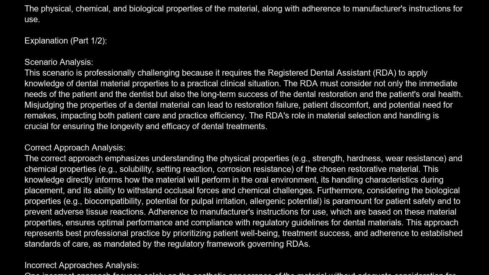The correct answer is A. The physical, chemical, and biological properties of the material, along with adherence to manufacturer's instructions for use.